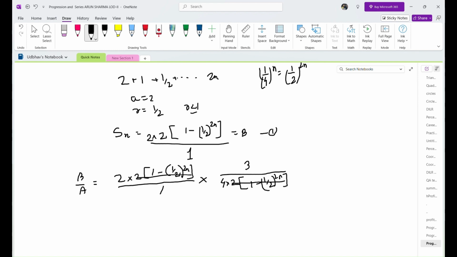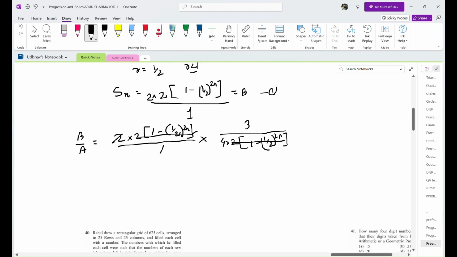This thing gets cancelled completely. 1 2 gets cancelled, and then we get b upon a equals 3 upon 2.